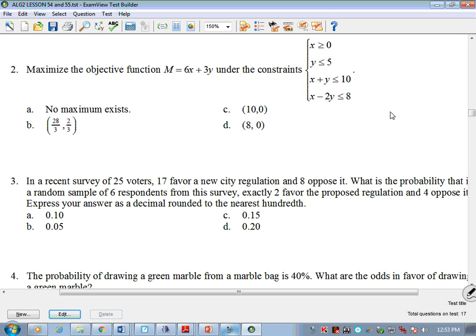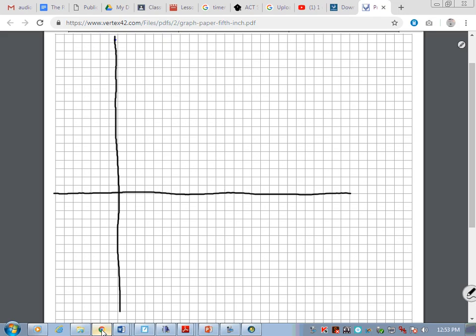Do we follow that? All right, so I'm going to run under the assumption that you guys have this picture up on your screen. So I'm going to move over to a coordinate grid where I can actually graph this. Okay? Now, let's see. Our first equation was x is greater than or equal to 0, right?